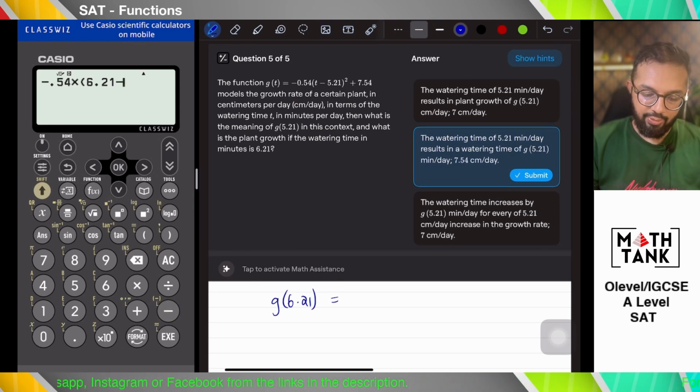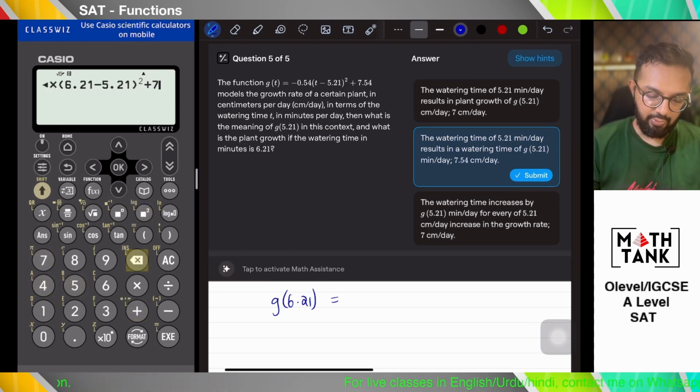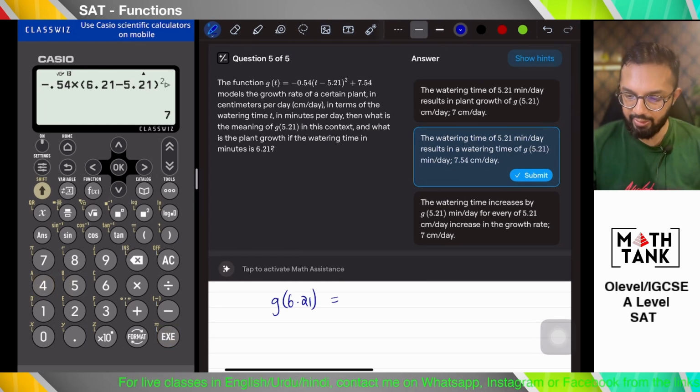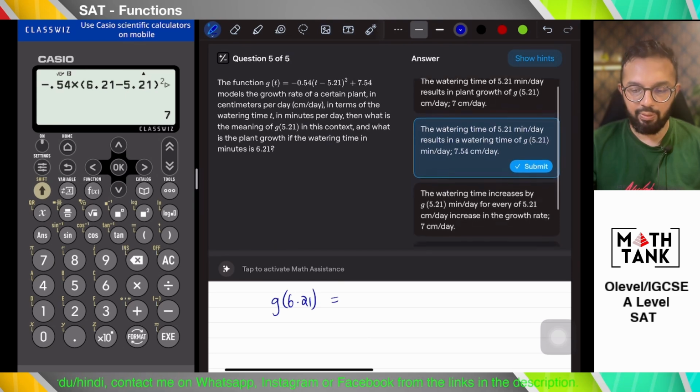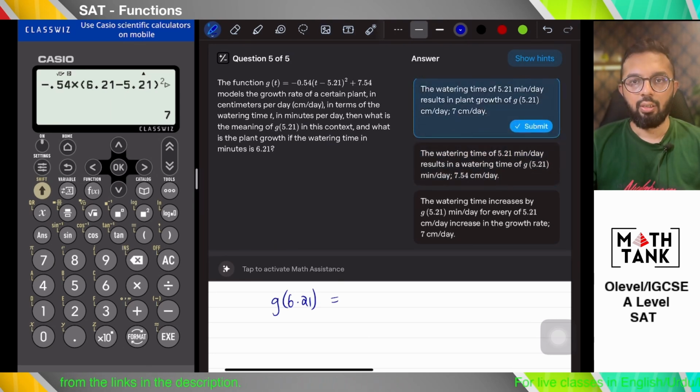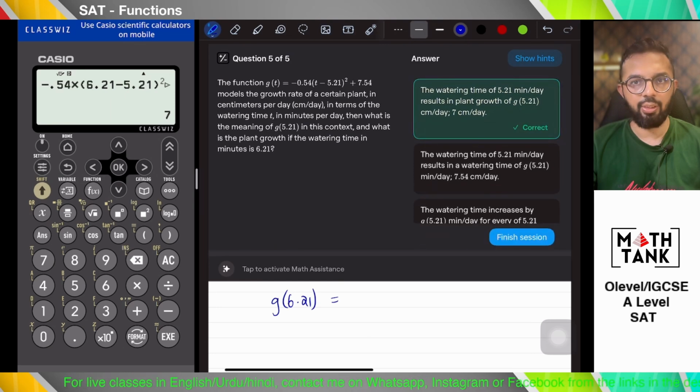I want to find the growth rate, so I'm just putting in, okay, 7 is the growth rate. The watering time of 5.21 results in plant growth rate of G of 5.21. Yeah, that should be the correct answer. I will need a watering time of 5.21 and that gives me a growth rate of 7.21. 7 centimeters is the answer for the other part.